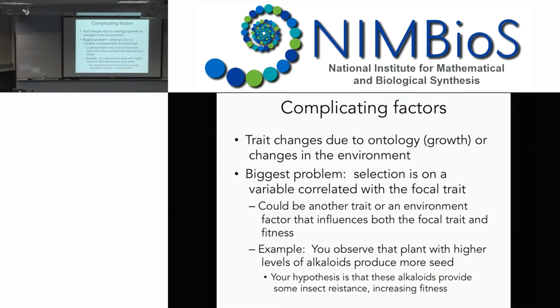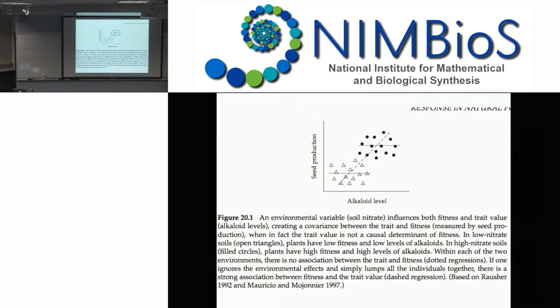Suppose you're an evolutionary ecologist and you're looking at a plant and you measure some chemistry and then you measure seed output, and what you notice is plants with higher levels of alkaloids produce more seed. Immediately, you cleverly envision that this is because alkaloids give you protection against insects, and therefore the plants with higher levels of alkaloids have a lower insect load on them, therefore they make more seed. It sounds wonderful, but suppose here's the situation.